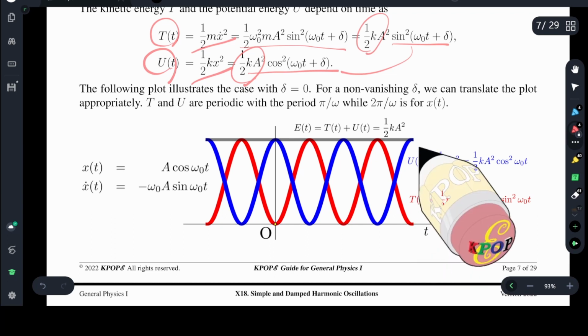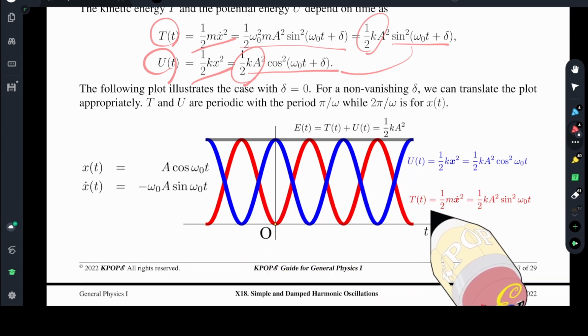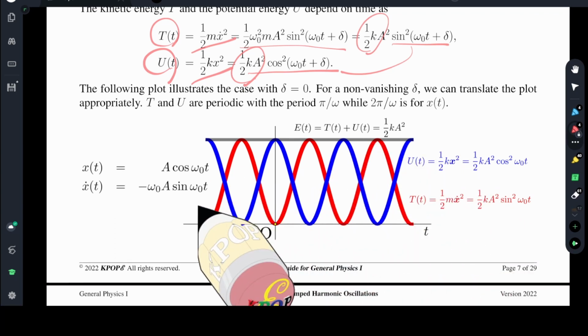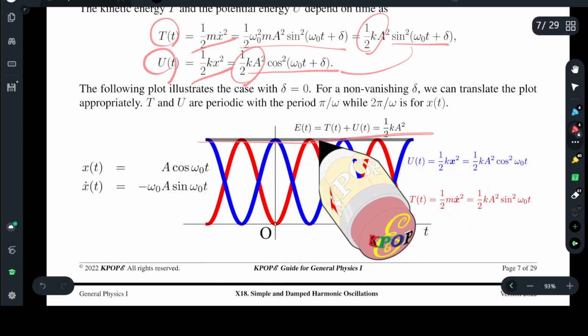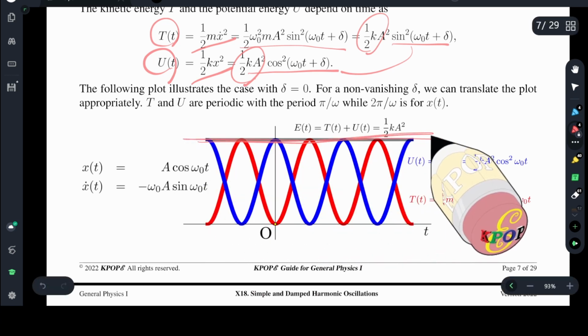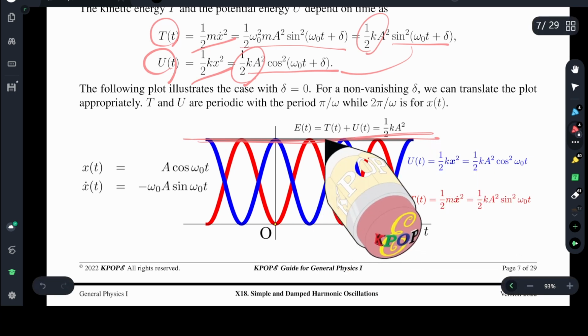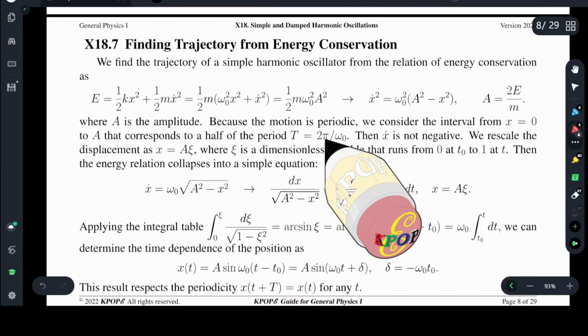So potential energy is the blue curve, and kinetic energy is the red curve, and the sum of them is fixed. So total mechanical energy is conserved in a simple harmonic oscillator. We can find the solution for the simple harmonic oscillator using a rather different way.